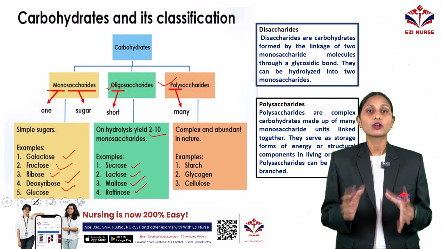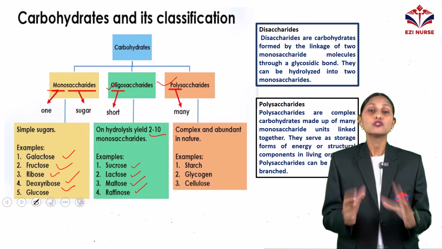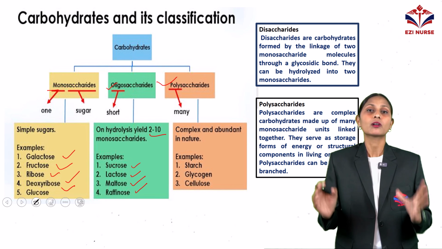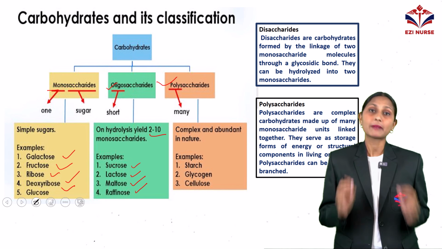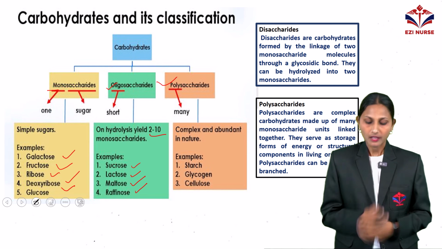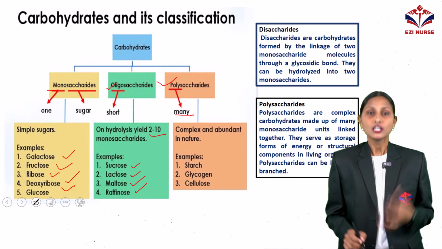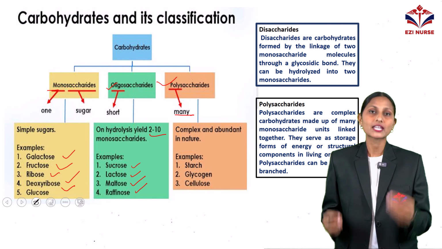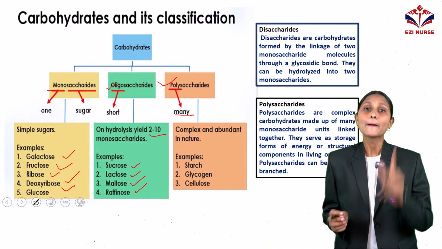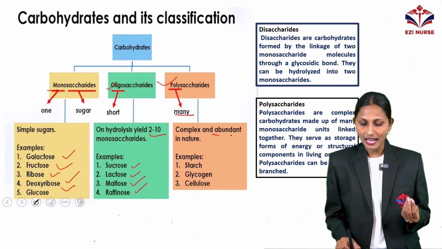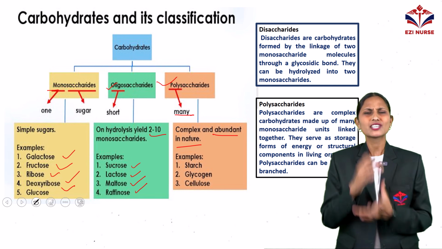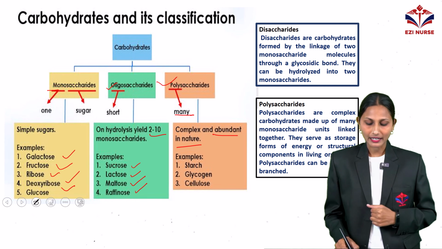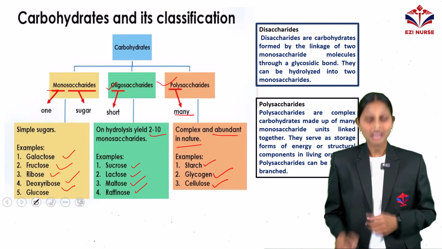Next is polysaccharide. If you break a polysaccharide, many more monosaccharide molecules will be present in it. So it is complex and abundant in nature, a very complex structure. The examples of polysaccharides are starch, glycogen and cellulose.